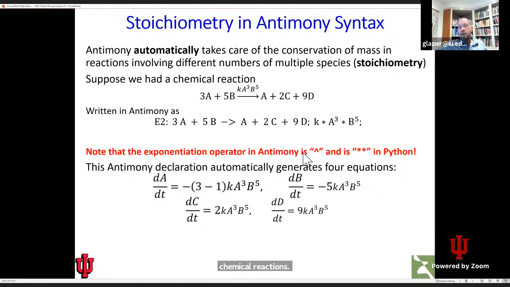Again, notice that the exponentiation operator is caret in Antimony. It's double star in Python. So it's easy to make that mistake.